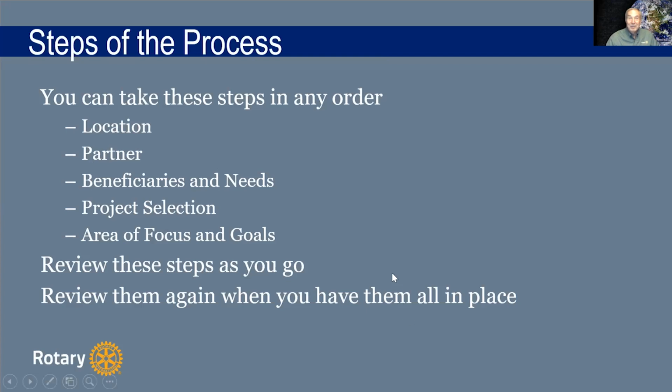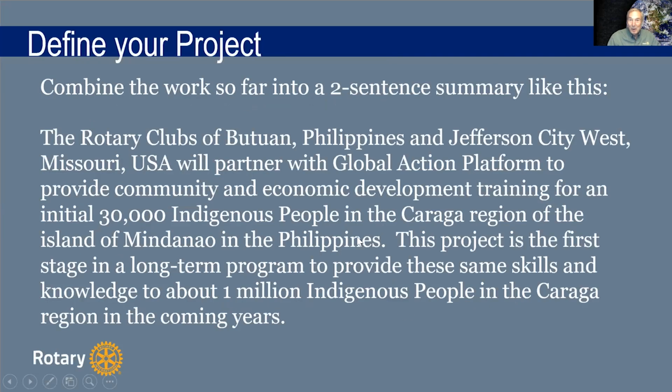And then you're ready for the last step. Define your project. And what I suggest is you try to write a 2-sentence summary. Some people will start by telling their story. And they start with, once upon a time, a member of our club was on vacation in Central America, and he happened on a Rotary meeting. And that's not really what you want to do here. Don't start with once upon a time. Start with taking all of those little pieces and trying to squeeze them into 2 sentences.